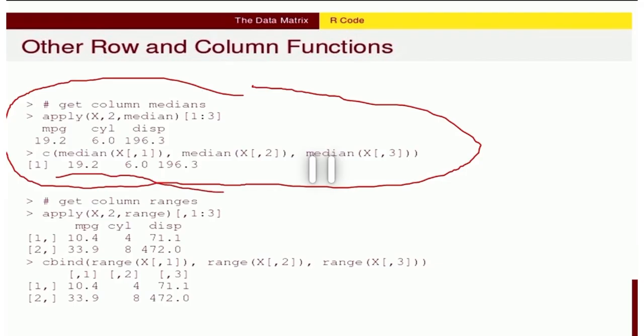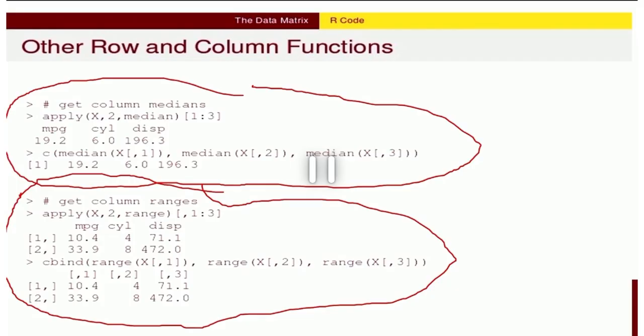Okay, if I want to get a range, that's how I got that. We can get a column range. We can also get a row range, depending on what our intention is. Now, that's all about the data matrix.